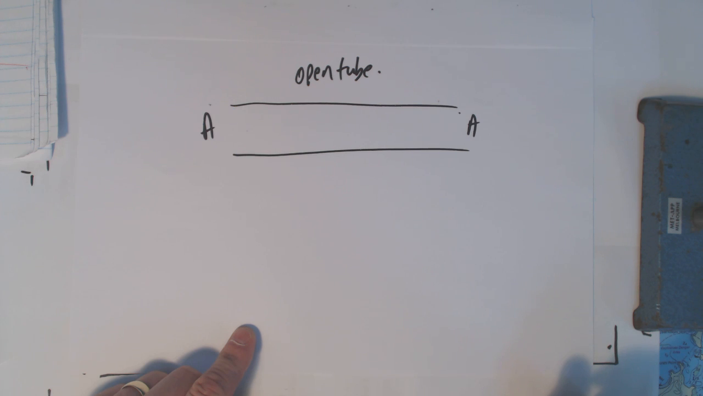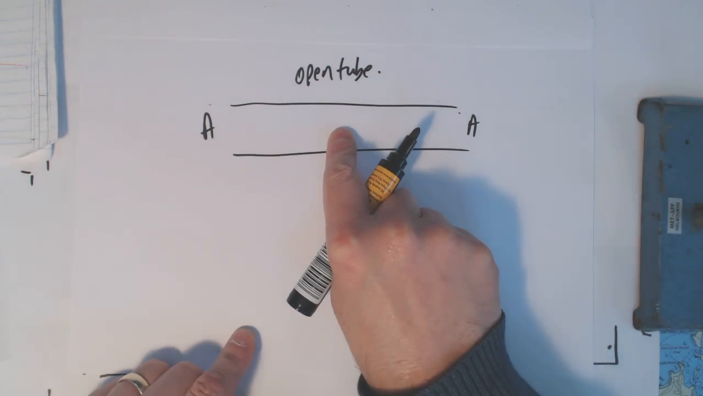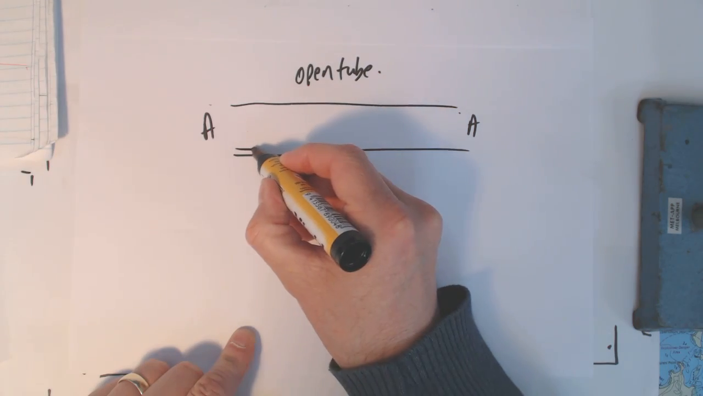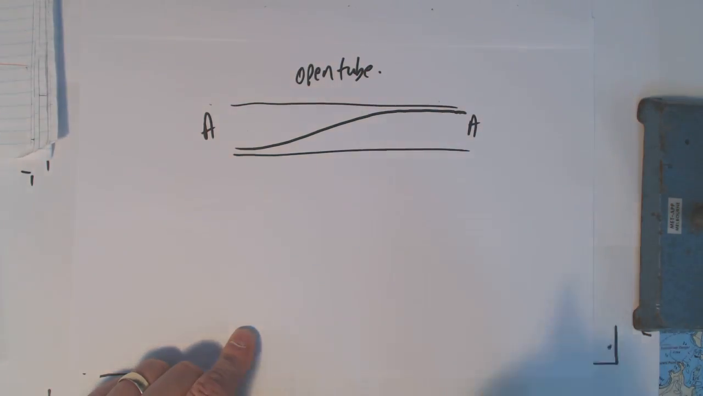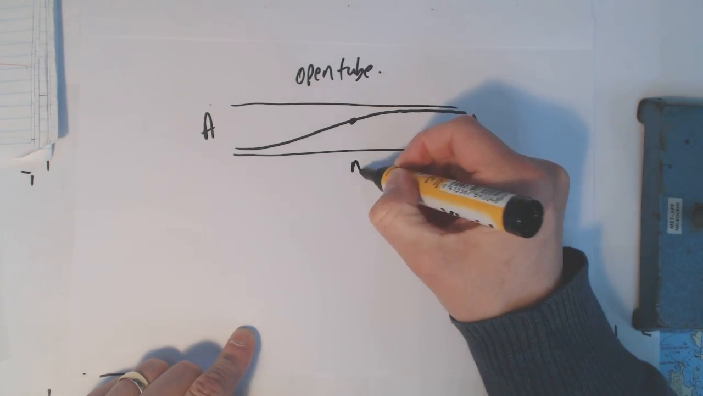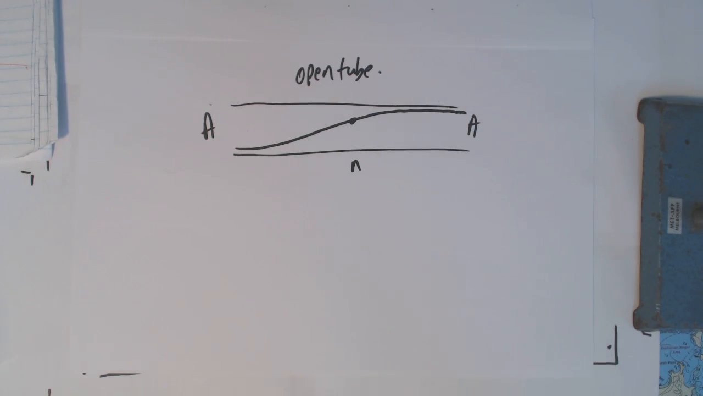So at the other end, what could you have there? You've got to have your node in the middle. So basically, to get an antinode at both ends, you've got to have a node in the middle, right? And that's your first harmonic, right?